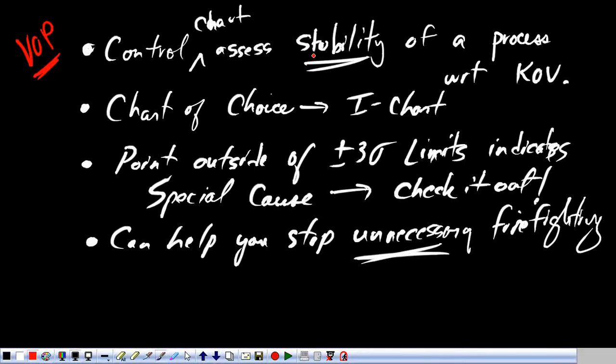And the main use of a control chart is to assess stability, and it can really help you stop fighting unnecessary fires. We all can use a little bit of that. We all could use a little bit of using our capacity, personal capacity and our staffing capacity more wisely.